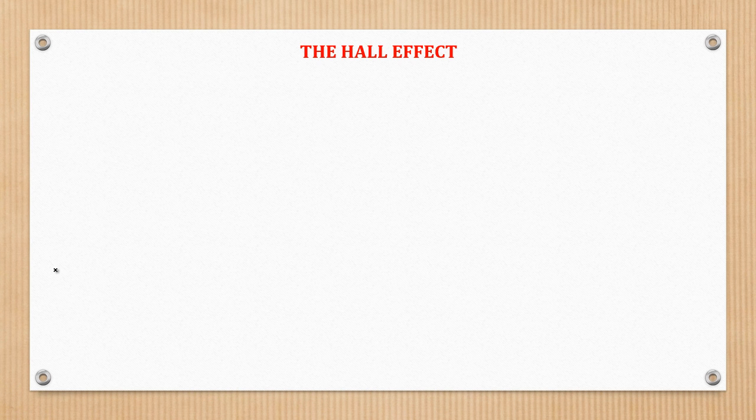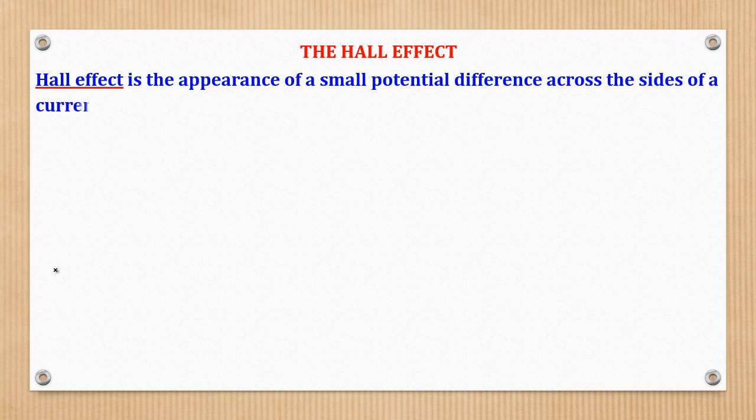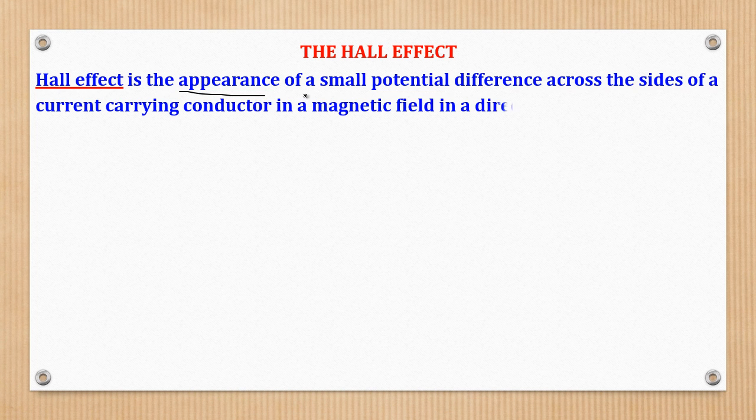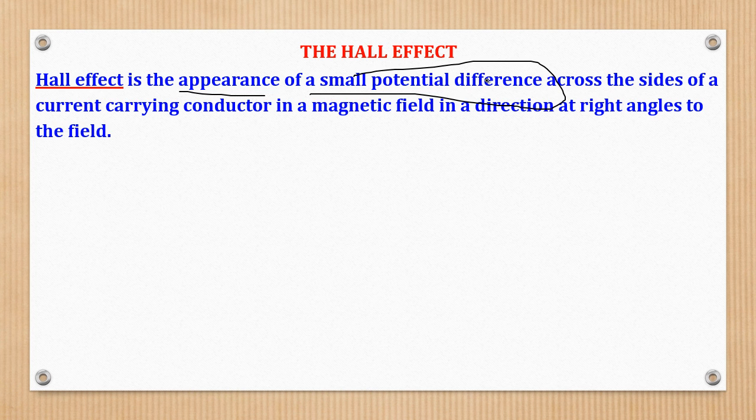Next, we shall talk about what we call the Hall effect. The Hall effect is the appearance of a small potential difference across the sides of a current carrying conductor in a magnetic field, in a direction at right angles to the field. So the appearance of a small PD is what we call the Hall effect.